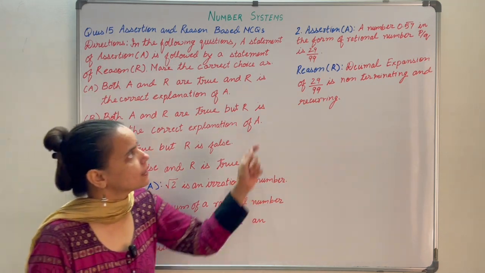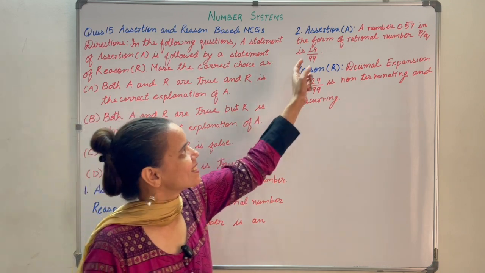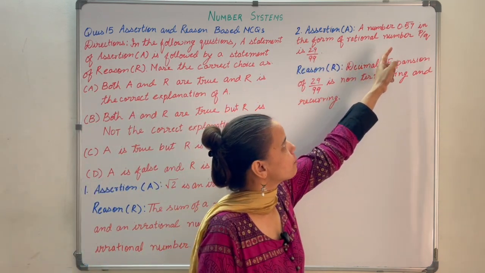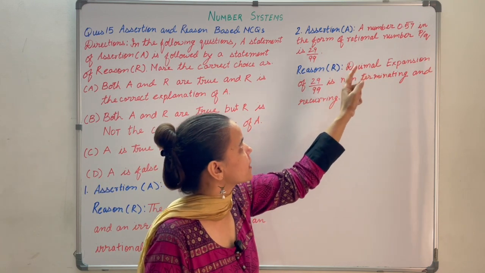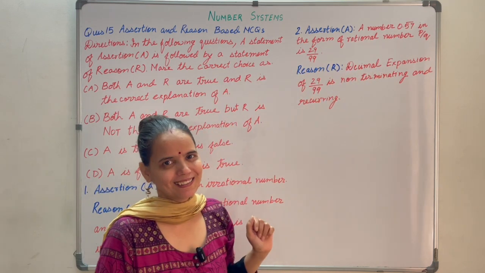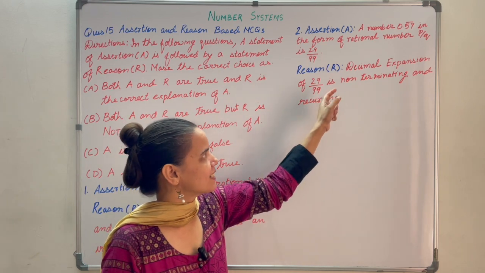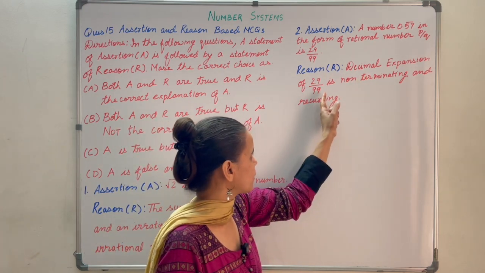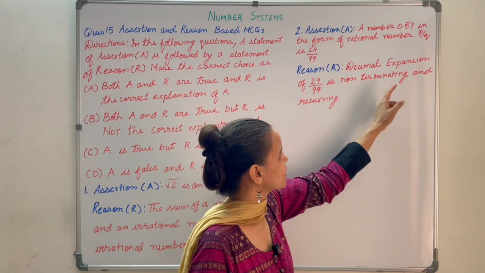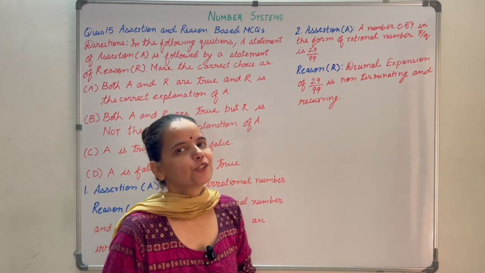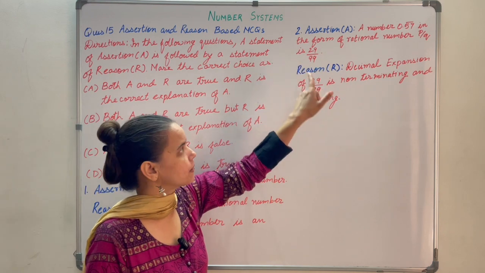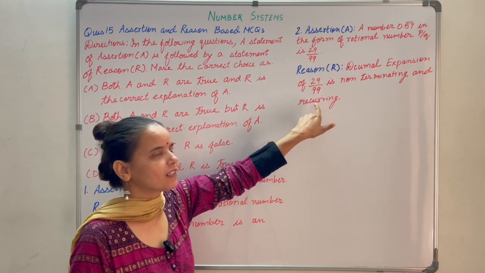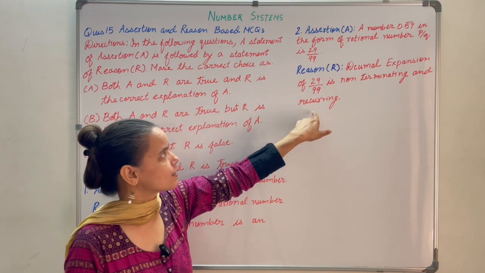Let us now take the second question. Assertion A: the number 0.57 bar in the form of rational number p by q is 29 upon 99. Reason R: the decimal expansion of 29 upon 99 is non-terminating and recurring. So the first step is to check whether this is true or false. Similarly, you have to check for the reason, whether it is true or false. So let us do that.